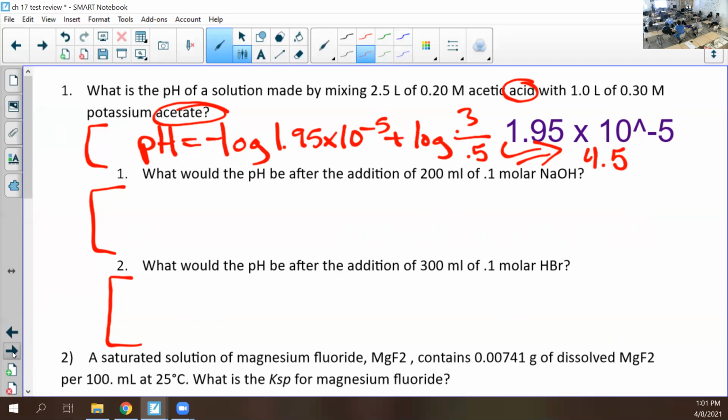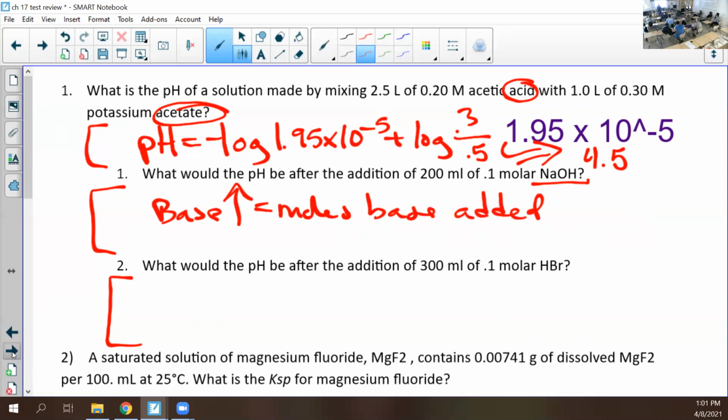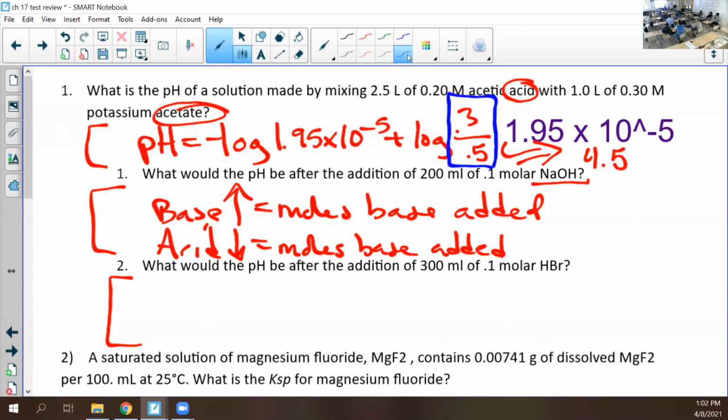Okay, what would the pH be after the addition of NaOH? So I'm adding what? Acid or base? I'm adding a base. So my base will go up equal to the moles base added. My acid goes down equal to the moles base added. We've done this one at least 10 times. Not this exact same problem, but we take the same equation and all that changes is this ratio, right? So it's 0.2 times 0.1 is 0.02, right?